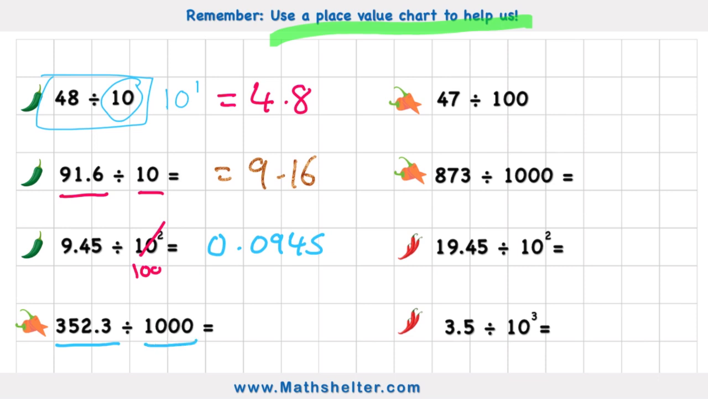352.3 divided by 1,000. And my 1,000 could also be written as 10 to the power of 3.